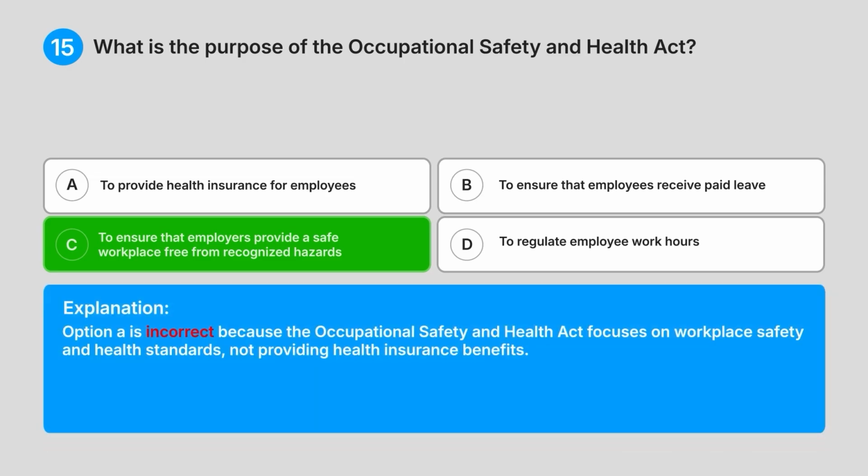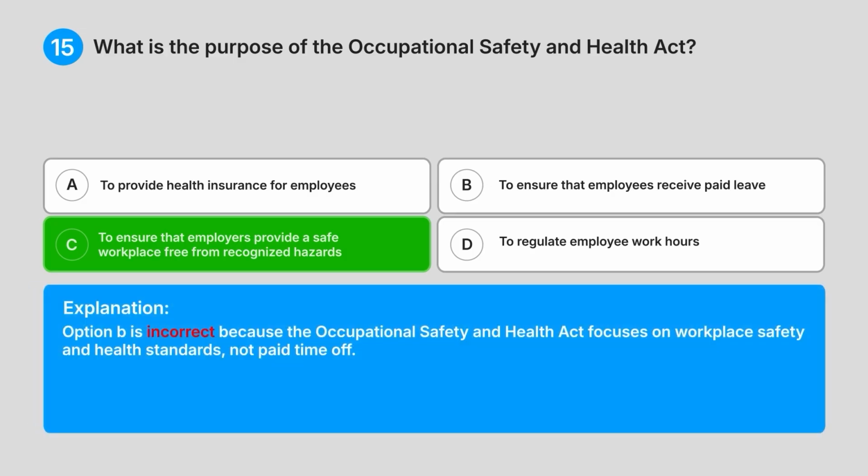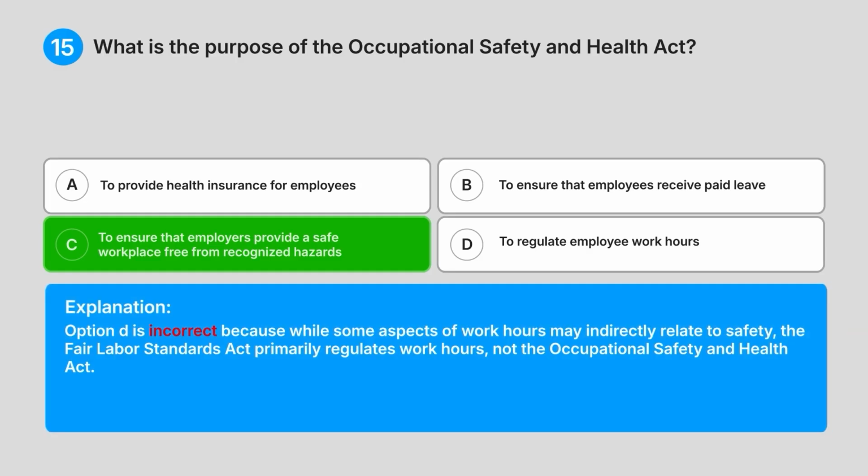Option A is incorrect because the Occupational Safety and Health Act focuses on workplace safety and health standards, not providing health insurance benefits. Option B is incorrect because the Occupational Safety and Health Act focuses on workplace safety and health standards, not paid time off. Option D is incorrect because while some aspects of work hours may indirectly relate to safety, the Fair Labor Standards Act primarily regulates work hours, not the Occupational Safety and Health Act.